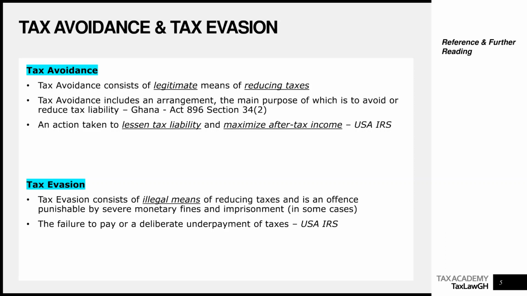And how does the USA IRS define tax evasion? They say it's the failure to pay or a deliberate underpayment of taxes. So for tax evasion, you have made up your mind not to pay, or you've made up your mind to deliberately dodge. So when we come to Ghana, an example is you are required to register for VAT when you have made taxable supplies exceeding 200,000 Ghana cedis over a 12-month period. This is provided by Act 870, our VAT Act. If you've watched our VAT videos, you probably know this already. Let's say you have met the registration threshold and you are like, you know what, I don't want to register for VAT. This is clearly evasion.